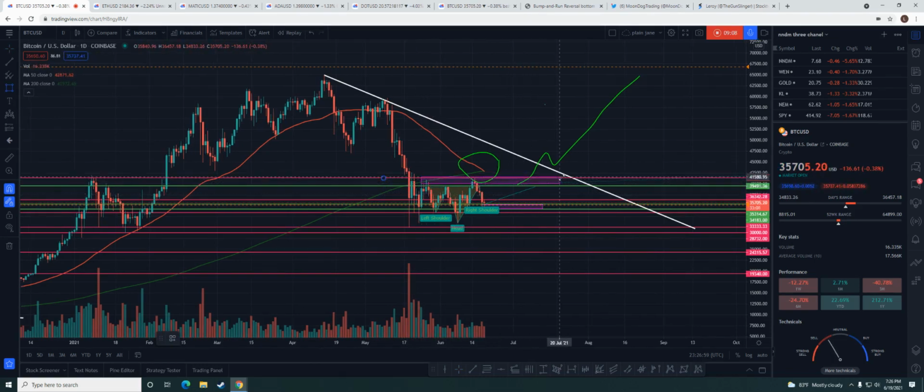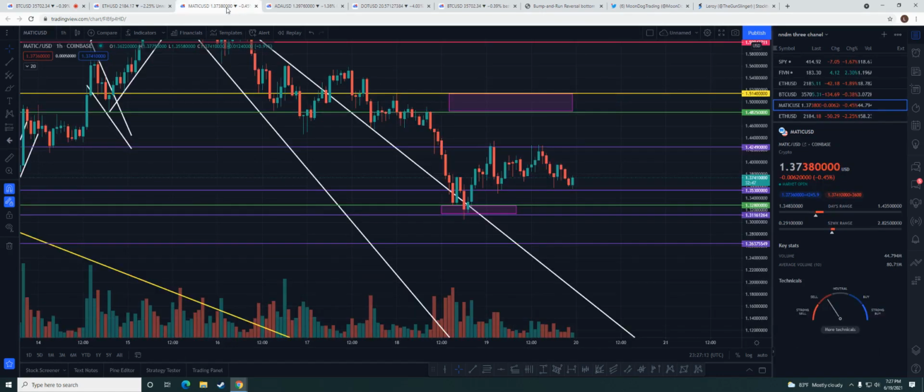Sometimes it's hard to get it locked on here. Okay, we break that box, and then we get up in here and we break, and we come back and we confirm. Boom, bump and run is on. Okay, and we're looking bullish on everything if that happens, guys.